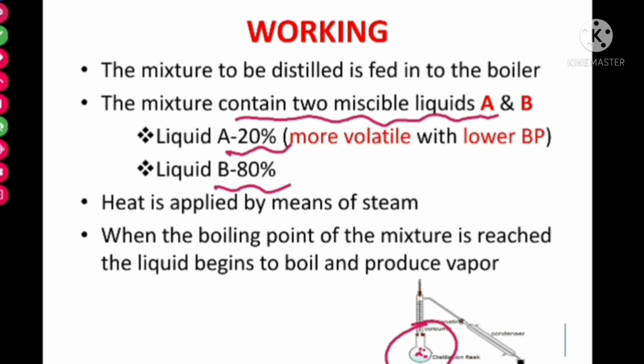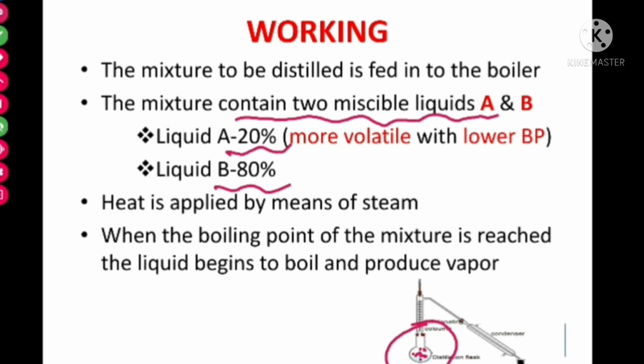Liquid A is more volatile. Liquid A has a low boiling point, which means it starts to boil at a very low temperature. So our liquid mixture contains two miscible liquids, A and B, and liquid A is only 20%, is more volatile and has the low boiling point. That liquid mixture is placed in our distillation flask.